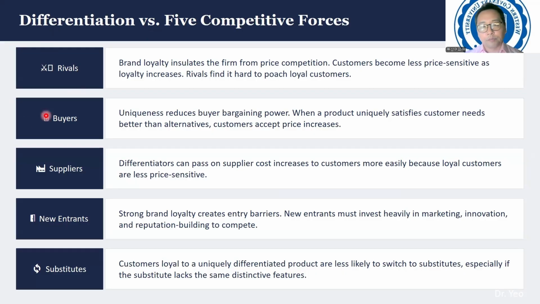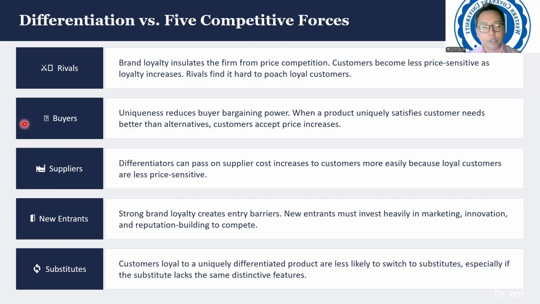Against the buyers, buyer bargaining power depends on how easily they can switch. With a truly differentiated product, there's nowhere else to go. Customers cannot easily get the same experience elsewhere. Apple can raise iPhone prices and most loyal customers still buy.